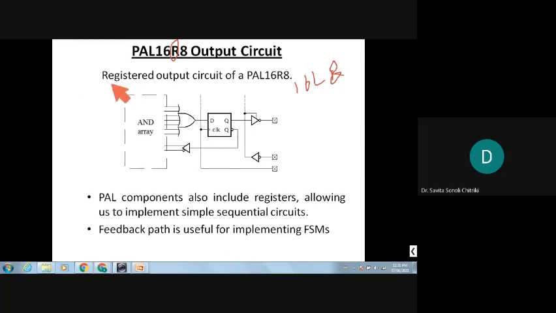So what is being done? The registered output circuit of a PAL 16R8. So here you have an AND array.